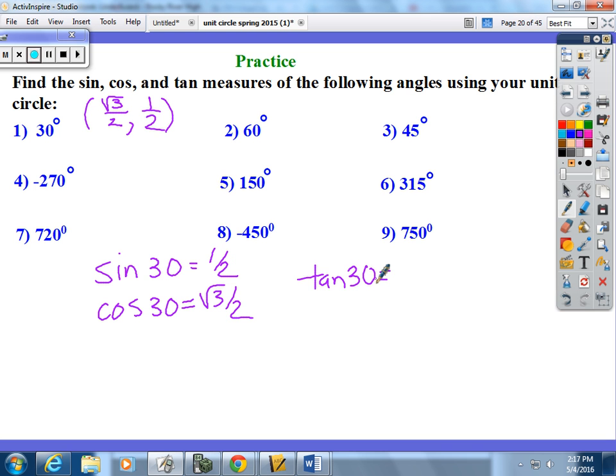just divide the numerators. So your y divided by your x, 1 divided by square root of 3. Now, remember, we can't leave that square root of 3 in the denominator. You have to rationalize. So you multiply by square root of 3 over square root of 3. Some of you may not need to show all these steps anymore because we've done so many of these. But tangent would be square root of 3 over 3. Okay, so that's how you find sine, cosine, and tangent.